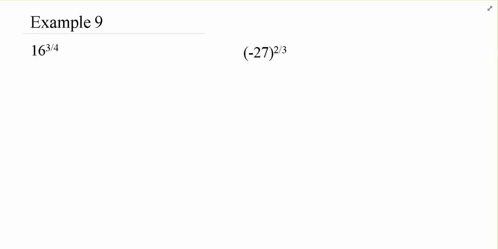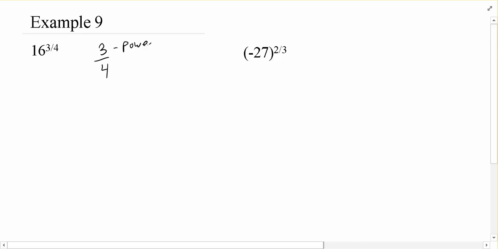So for the first example of 16 to the 3/4, we need to identify what's going on, that our exponent is 3/4, meaning that the 3 is the power I'm raising to, and 4 is the index of my radical. So we're going to be taking a fourth root of this number 16, and we're going to raise it to the third power.